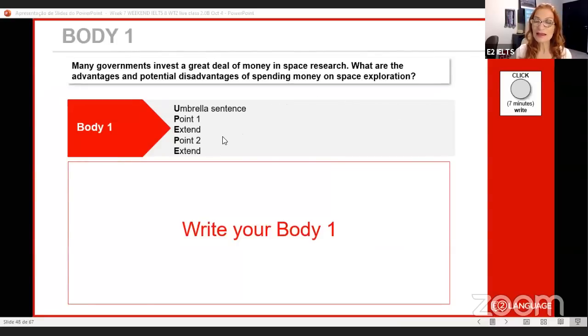So now we're going to be discussing the advantages. Remember, we have that plan. You have your plan as well. Now it's the time to use the plan. You will present the point, extend, present point to extend, and also, of course, your umbrella sentence. Don't forget that.